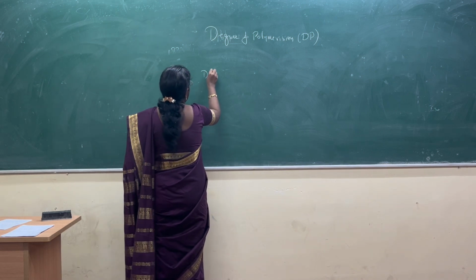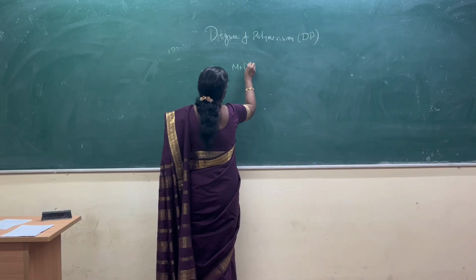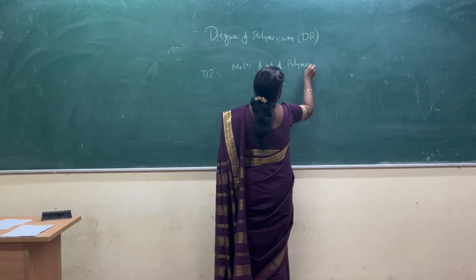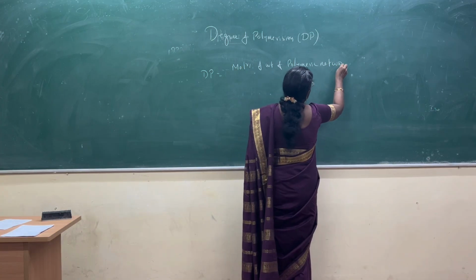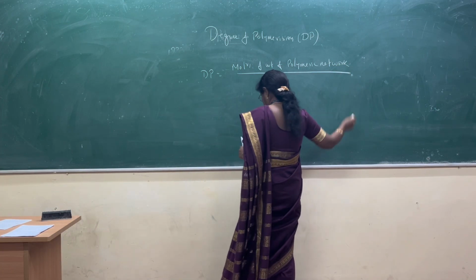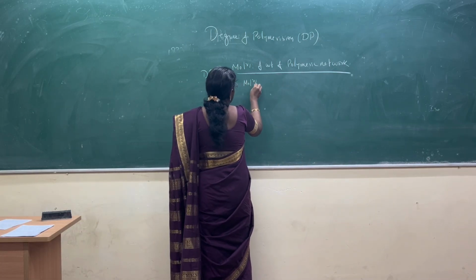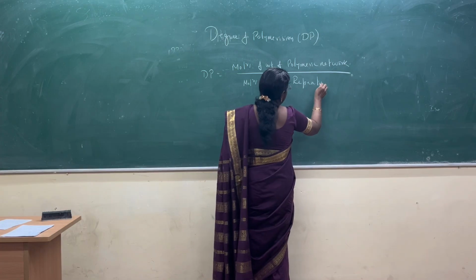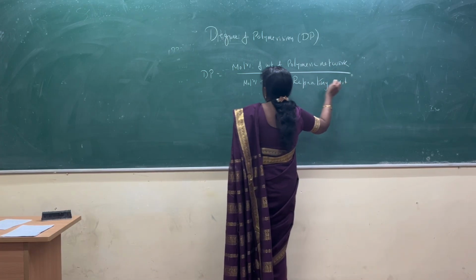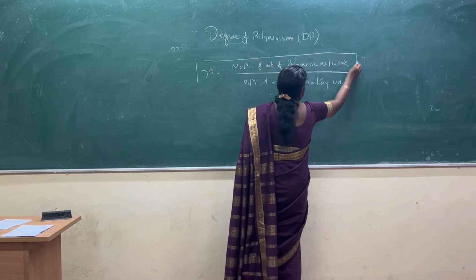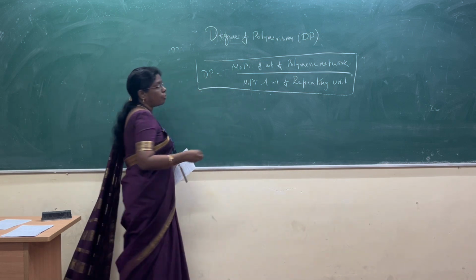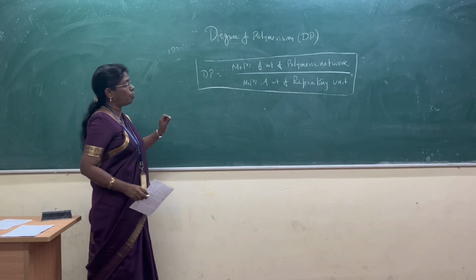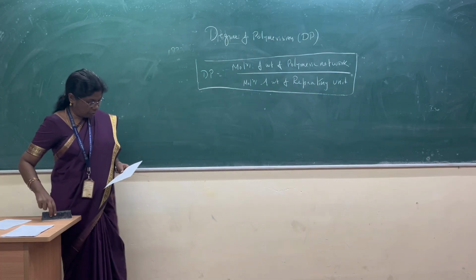That is, DP is equal to the molecular weight of the polymeric network divided by the molecular weight of the repeating units. So this is called DP, the degree of polymerization. The number of repeating units in a polymer chain is known as the degree of polymerization.